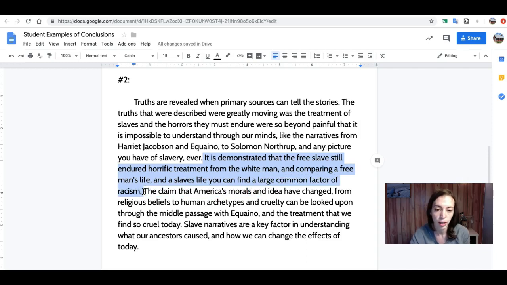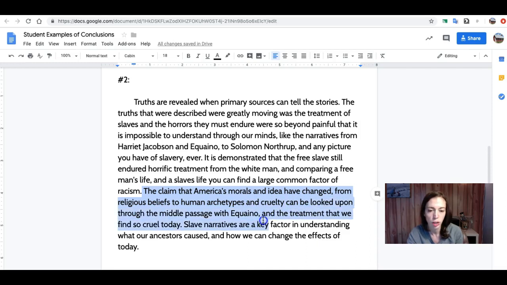So there's kind of the big idea, right? The claim that America's morals and ideas have changed from religious beliefs to human archetypes and cruelty can be looked upon through the middle passage with Equiano and the treatment that we find so cruel today. And then here is the lingering thought. Slave narratives are a key factor in understanding what our ancestors caused and how we can change the effects of today. Ooh, that's nice. See, they've got a then and now kind of comparison that they're making here. That's pretty awesome.